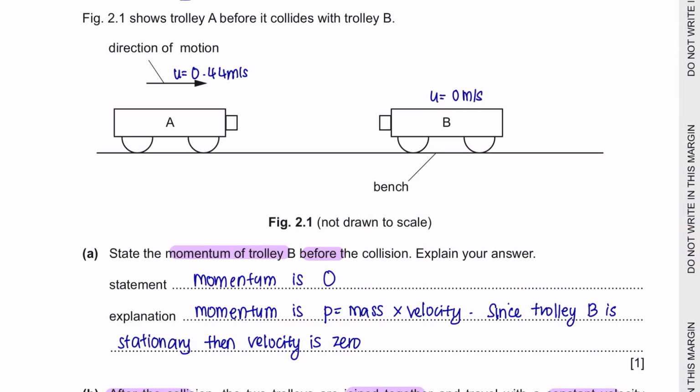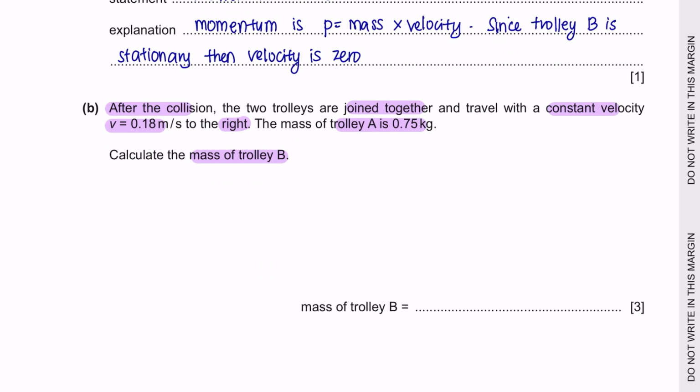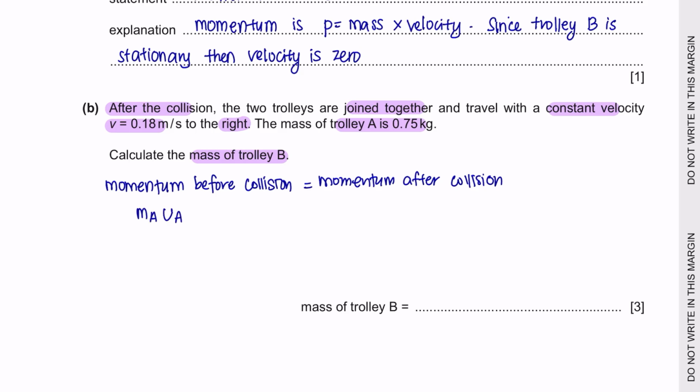Now coming back to our question, this is based on scenario 3, whereby you've got a collision of two different objects. So we are going to apply the principle of conservation of momentum. The momentum before collision is equal to the momentum after collision. Before collision, we've got trolley A, the mass and initial velocity of trolley A, and trolley B, the mass and initial velocity of trolley B, equals the momentum after collision.